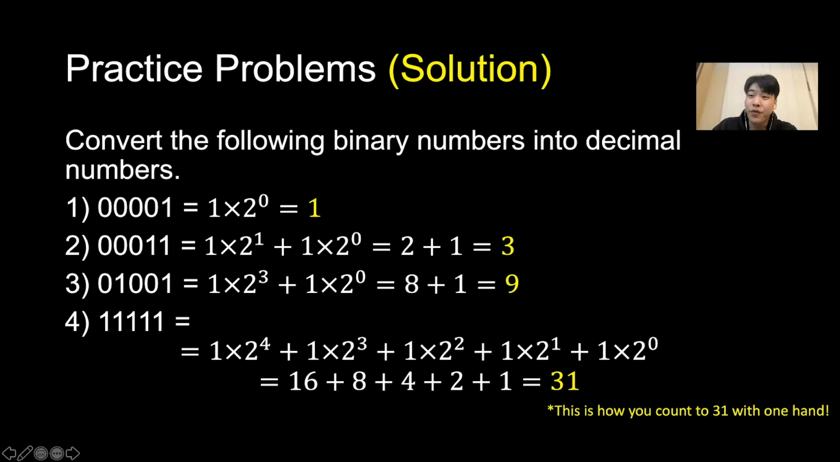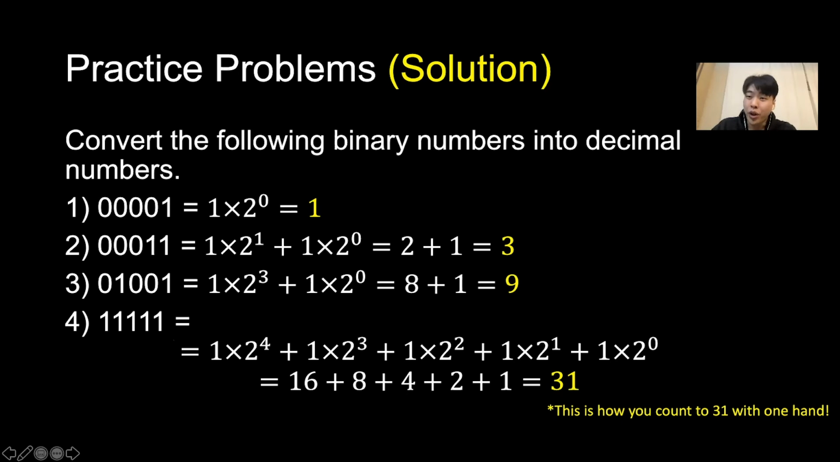We have the 0th digit on. So that means 1 times 2 to the 0 power, which is 1. Now we have the 0th digit and the first digit on. So 2 to the first power is on, and 2 to the 0 power, which is 1, is on. So 2 plus 1 is 3. If you look at this one, the 0th digit is on and the third digit is on. So 2 to the power of 3 and 2 to the 0 power are on. So you have 8 plus 1, which is 9.